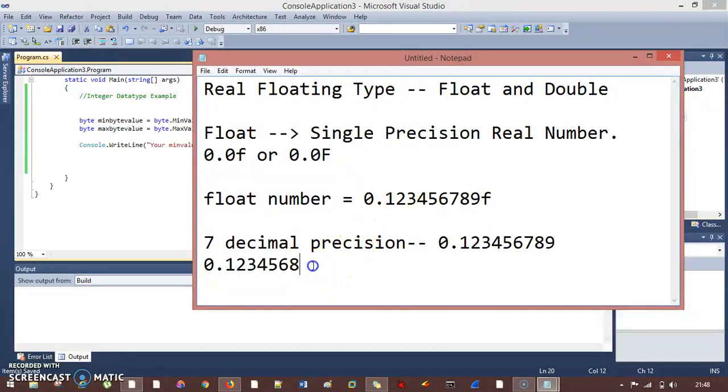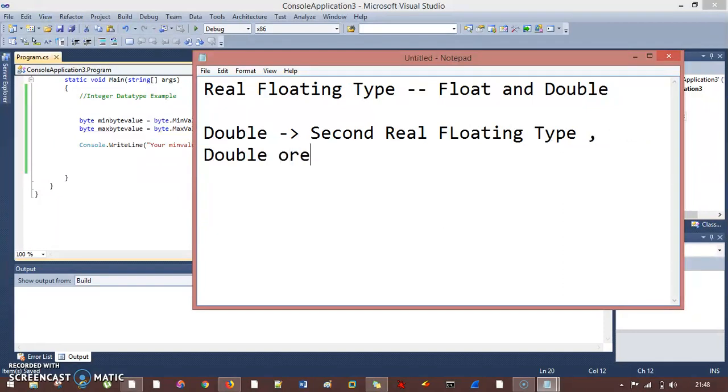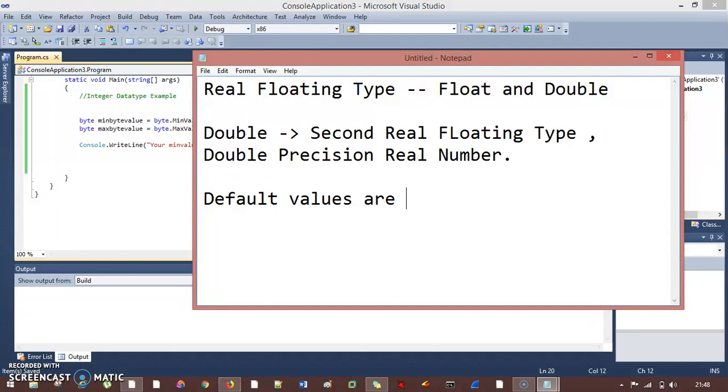Now we'll discuss the double data type. Double is the second real floating type. It is also known as a double precision real number. The default values are the same idea: in the case of float, we denote a float with f, and in the case of double, we denote the default value with d, 0.0d. This is not mandatory in the case of double, because the suffix d is not important here.